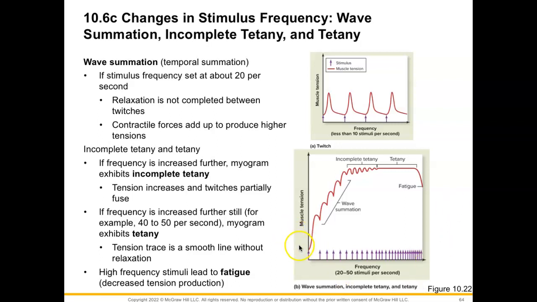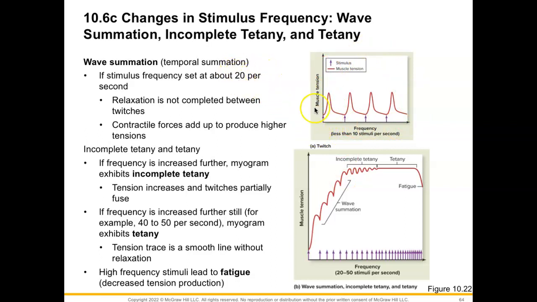So you can look at this photograph down here where we are having contraction or tension taking place in our muscle, but before this muscle can go back down and relax, another stimulus is given and we are building more tension. And then before that can relax, another stimulation is added. So all of these arrows are representing a stimulation, and then it's going to build upon that one, so that these contractile forces are added up to produce higher tensions in muscle.